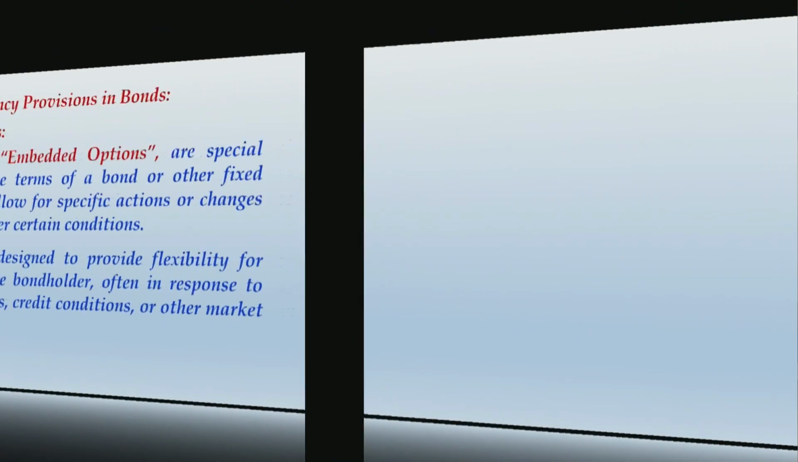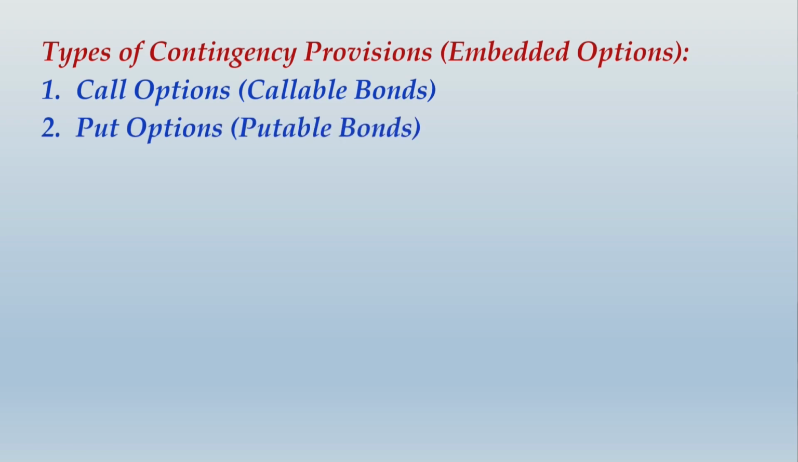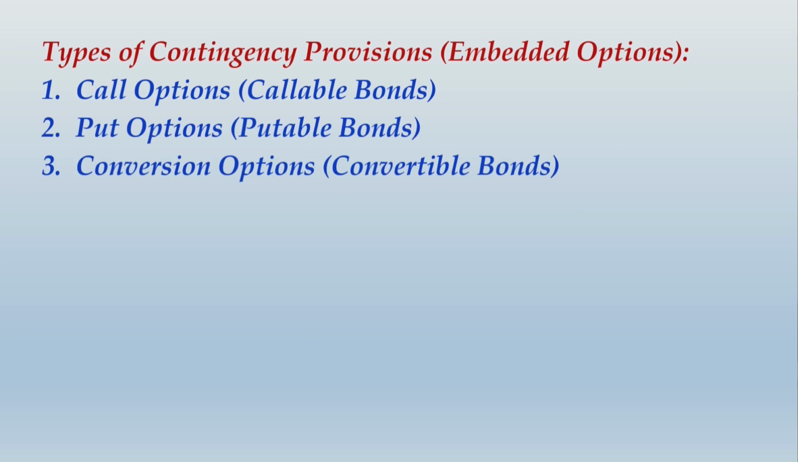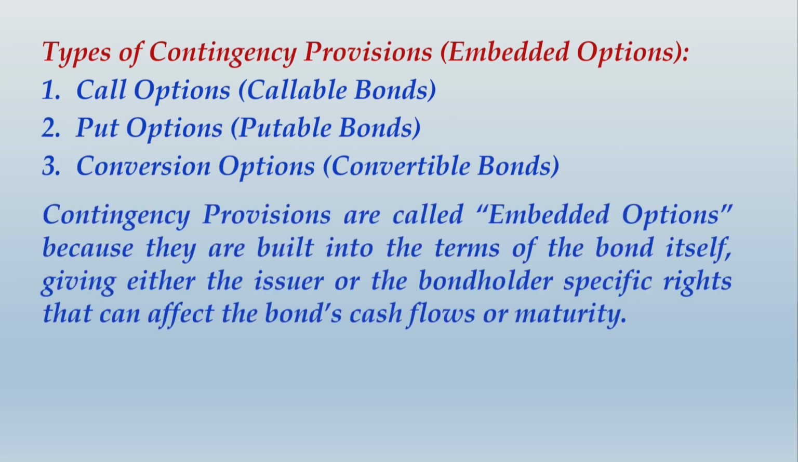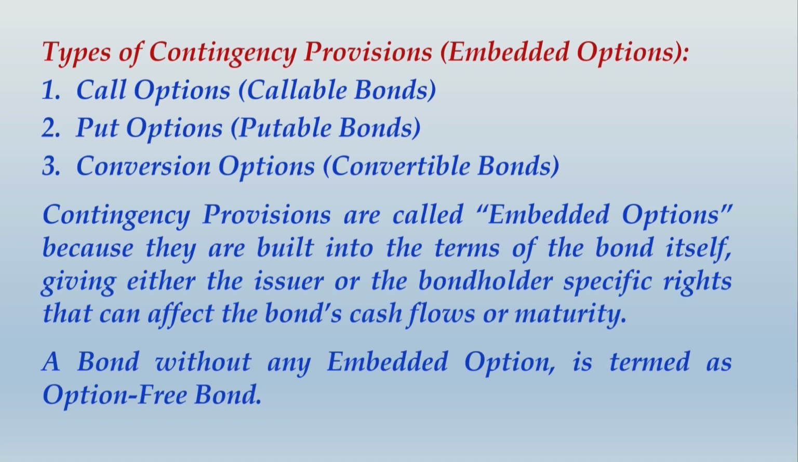Continuing further with your important notes, you can write types of contingency provisions or embedded options. Number 1, call options embedded in a bond, which makes the bond a callable bond; put options embedded in a bond, which makes the bond a putable bond; and conversion options embedded in the bond, which makes the bond a convertible bond. Contingency provisions are called embedded options because they are built into the terms of the bond itself, giving either the issuer or bondholder specific rights that can affect the bond's cash flows or maturity. A bond without any embedded option is termed an option free bond.